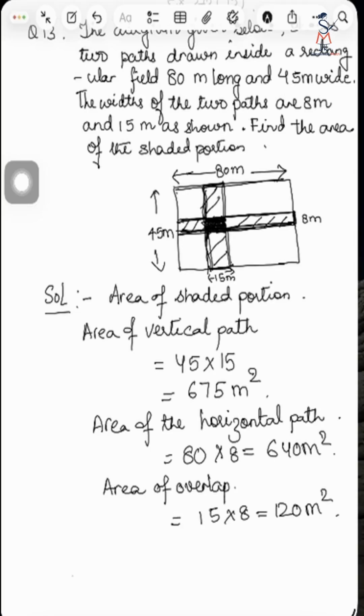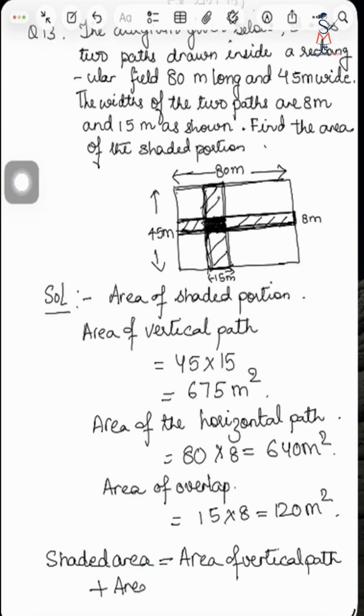So what will therefore be the area of the shaded path? Shaded area will be area of vertical path plus area of horizontal path.